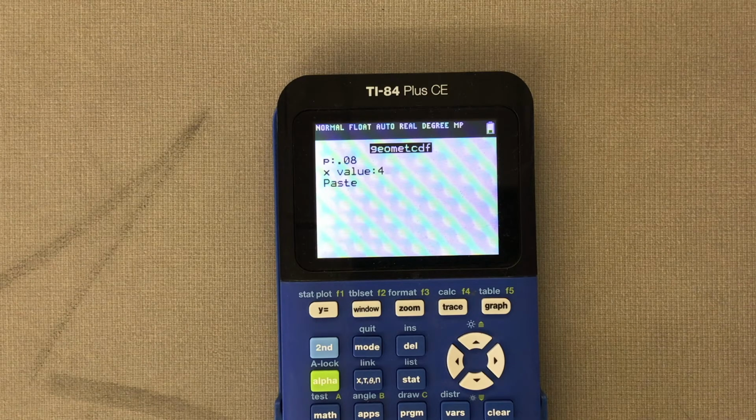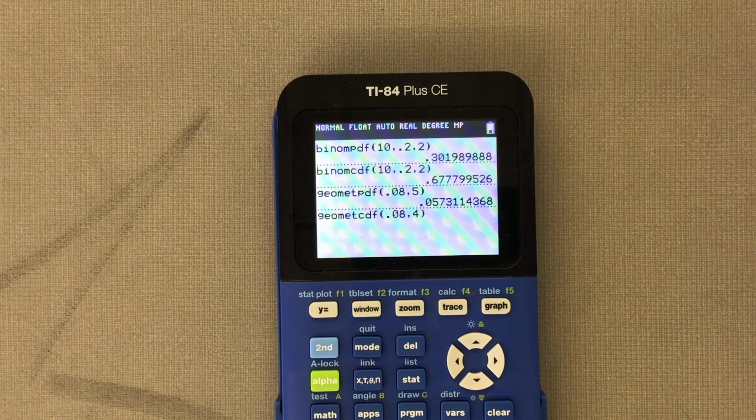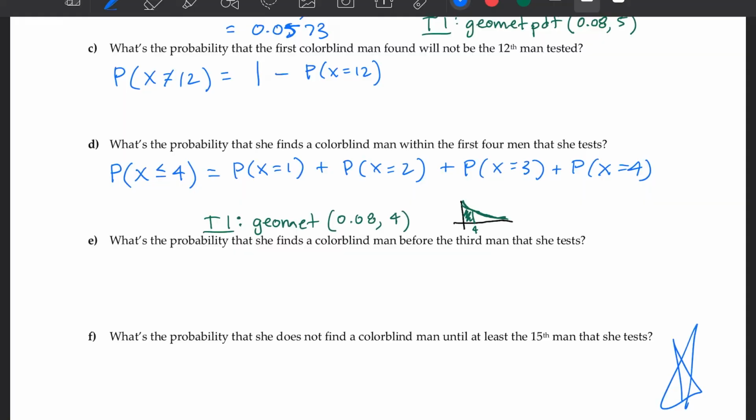1, 2, 3, and 4. It always includes the x value there. We will hit paste. There's that notation again, and we'll go ahead and enter. There it is, 0.2836 as our probability. So geometric CDF. Okay, so what we figured out is that the probability is 0.2836. And I've written down here the TI notation for you.